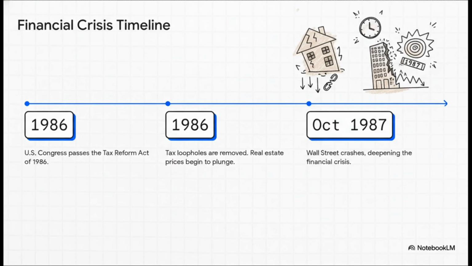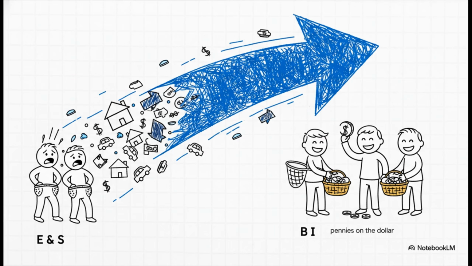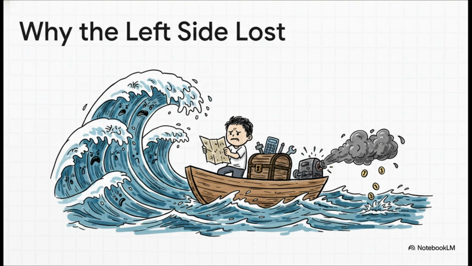For everyone on the left side, it was an absolute bloodbath. And here's the kicker. While all the people on the left side were losing their shirts, this exact same crisis was basically handing wealth over to the right side, often for pennies on the dollar. It was a massive, government-made transfer of wealth. So why did the left side get so completely wiped out?